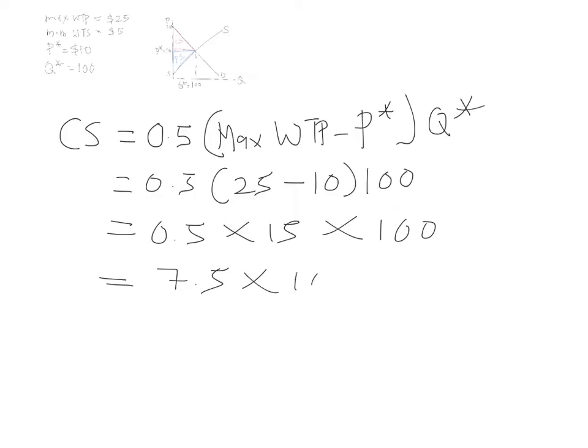7.5 times 100, 750. Consumer surplus is $750. Some consumers are $8 better off, other consumers are $3 better off. You add up how much better off each consumer is, and you end up with $750. So we move that to one side, and we can do the same thing for producer surplus.